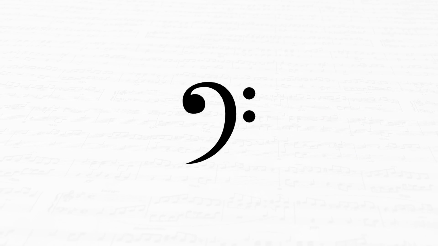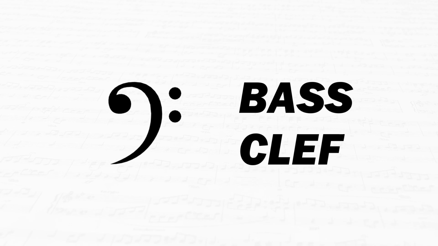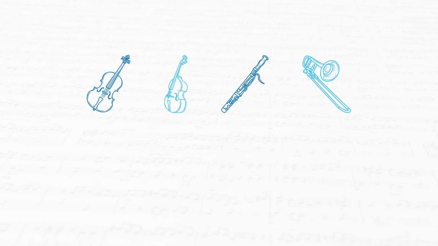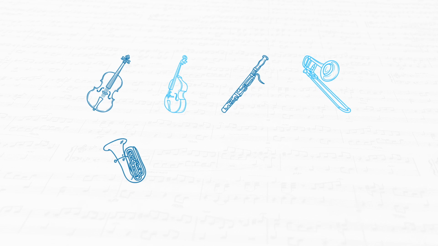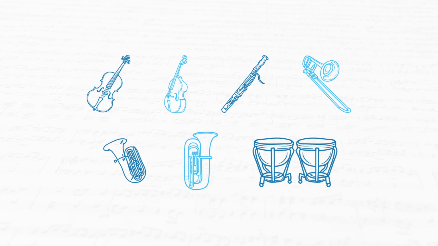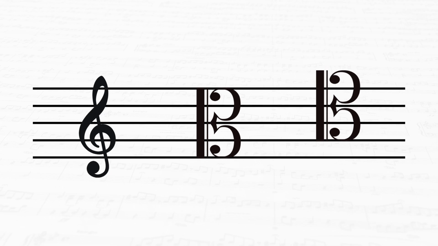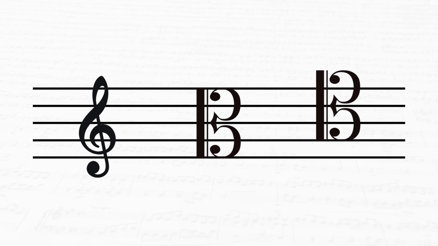This particular clef is called the bass clef, and bass clef is used for the lower sounding instruments, such as cello, double bass, bassoon, trombone, baritone or euphonium, tuba, and the timpani. There are other clefs that cover all of the other instruments, such as the treble clef, alto clef, and tenor clef, but we're not going to get into specifics about those clefs in this video.